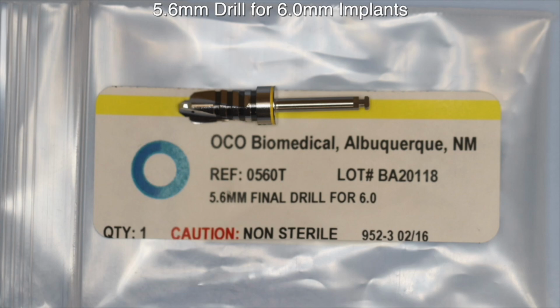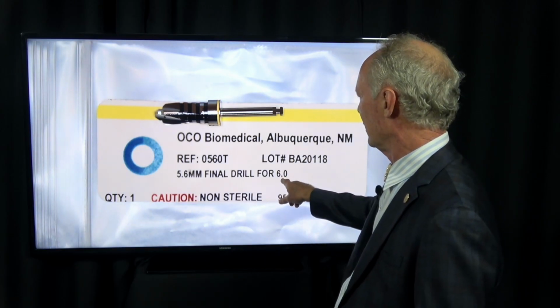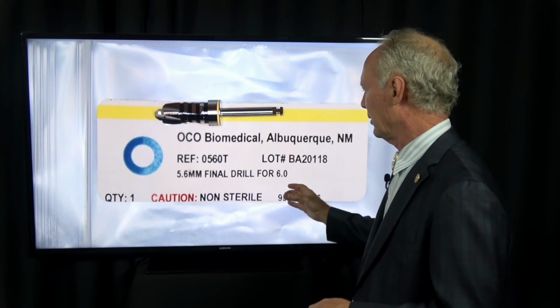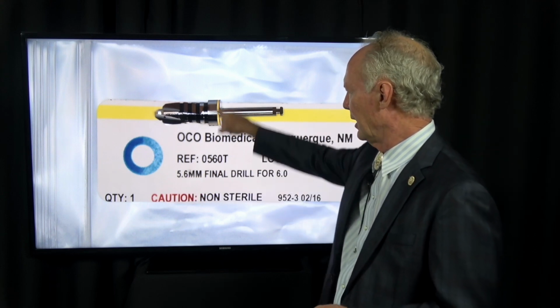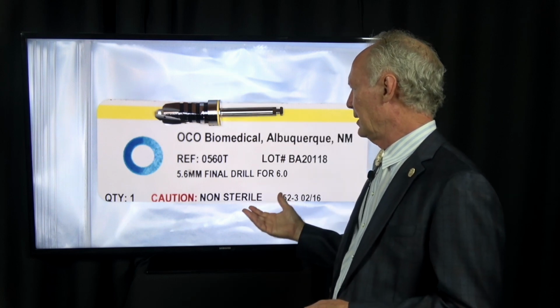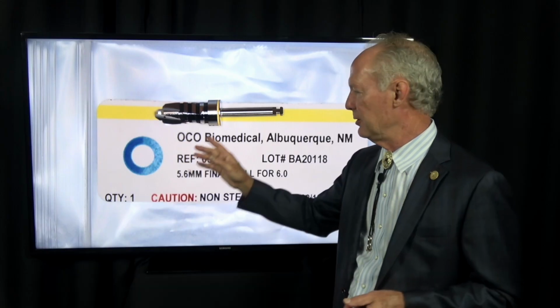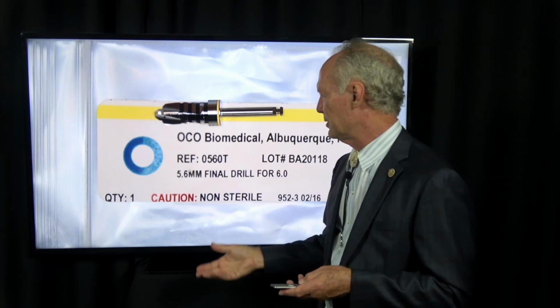Now this is another drill. This is for the 6.0 width implants. And so this is a 5.6 millimeter width drill. These come in handy if you have limited vertical bone height, say in the maxilla or the mandible. If you have limited vertical bone height, it's all about surface area. And so using a wider implant, you're going to have more surface area.